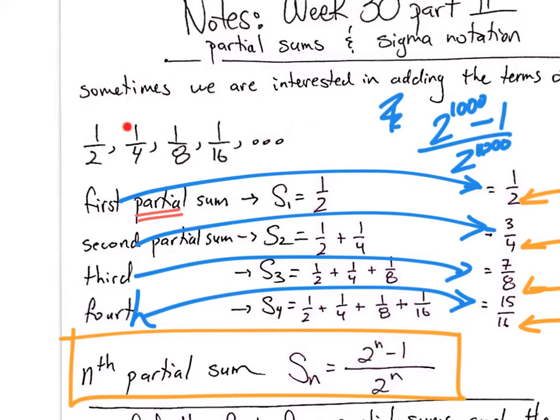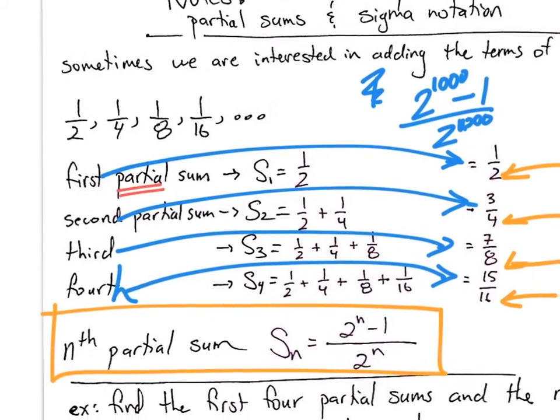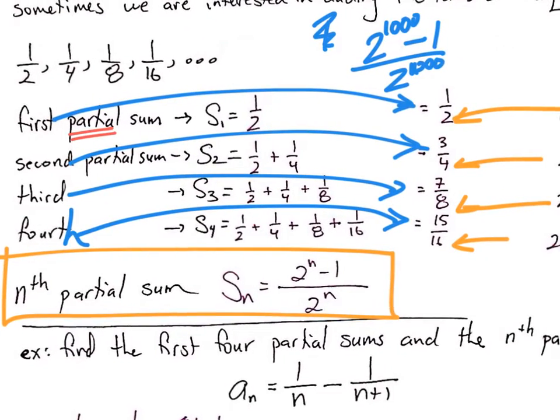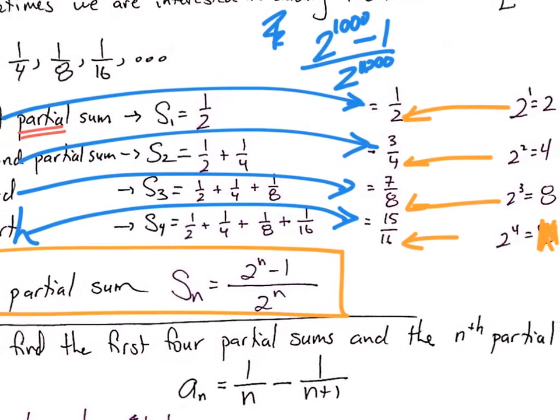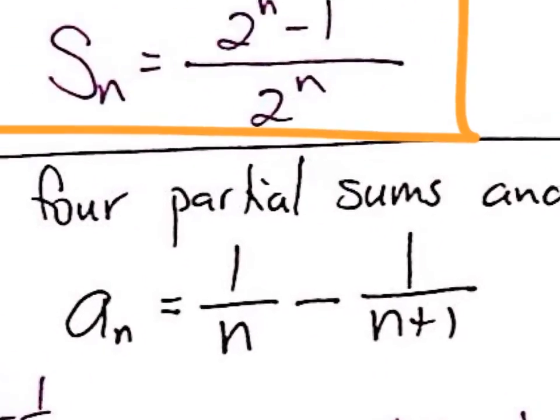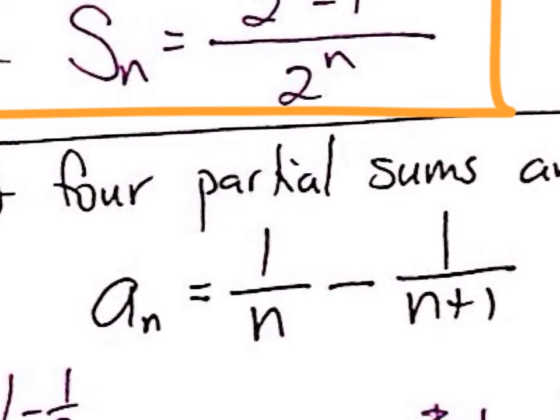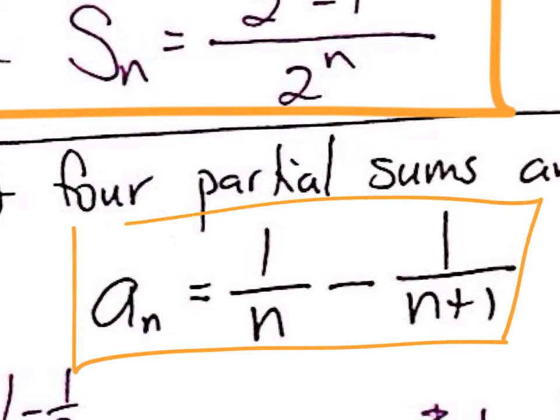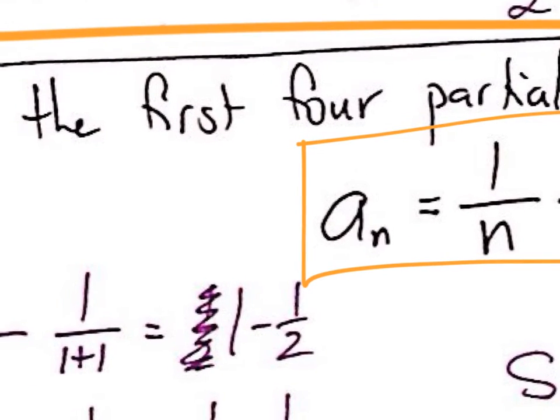So this is what we are practicing with, partial sums. The second example says, find the first 4 partial sums and the nth partial sum. Here, instead of being given the terms of the sequence, we're given an explicit formula. So we first plug in 1 to find the first term, then 2 for the second term, 3 for the third term, and 4 for the fourth term. That's what we have over here.